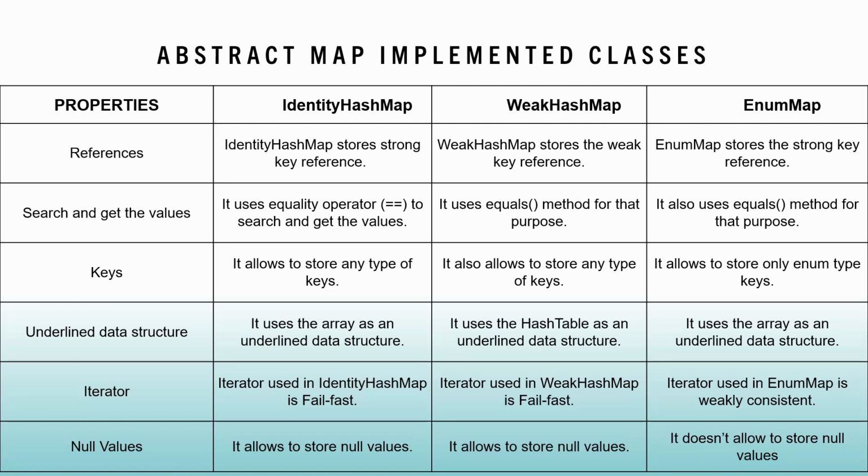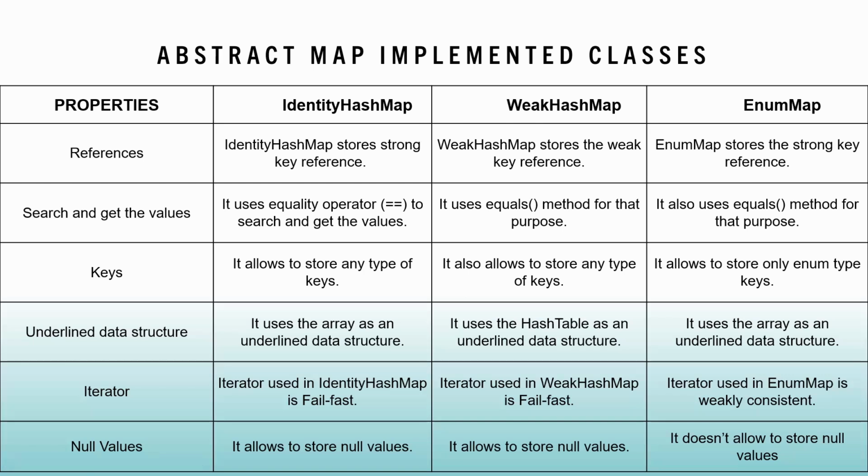Now, important, the underlying data structure. For IdentityHashMap, it uses an array as the underlying data structure. For WeakHashMap, it uses a hash table. And for EnumMap, it uses an array. So array is very important. They may ask you what the underlying data structure of IdentityHashMap, WeakHashMap, EnumMap or other maps is, so you should know this.